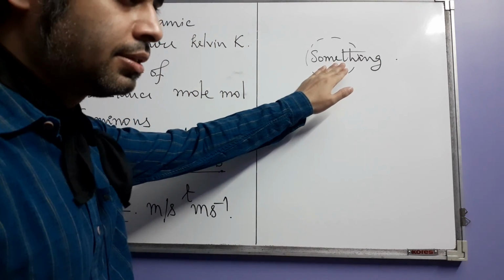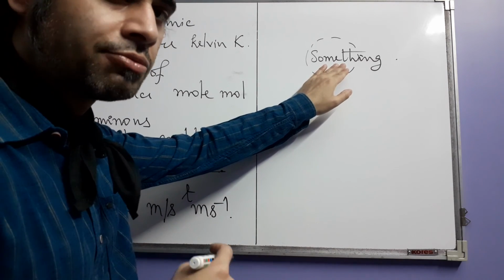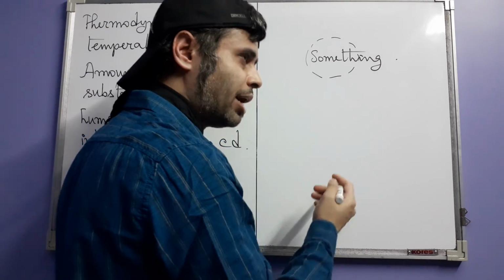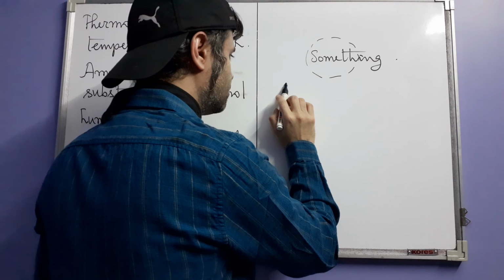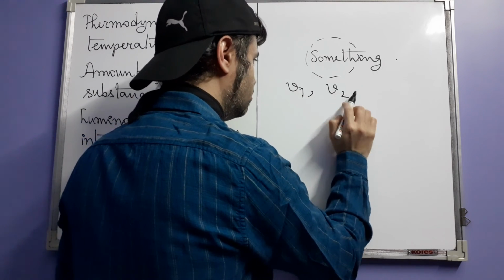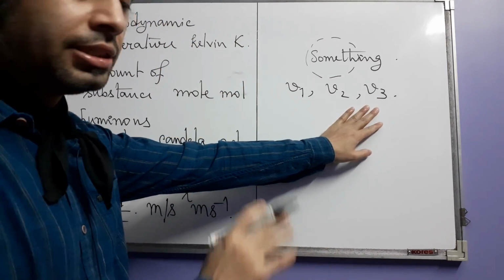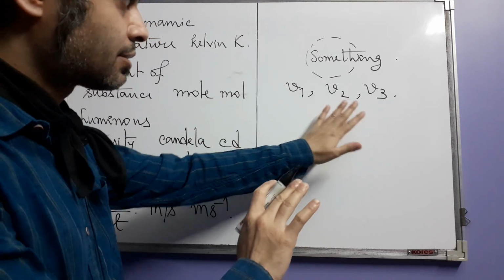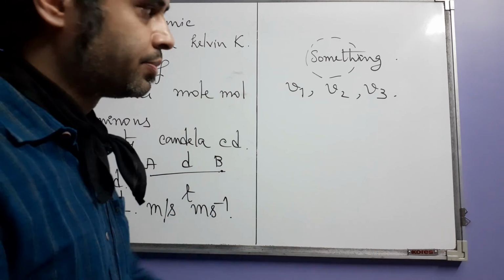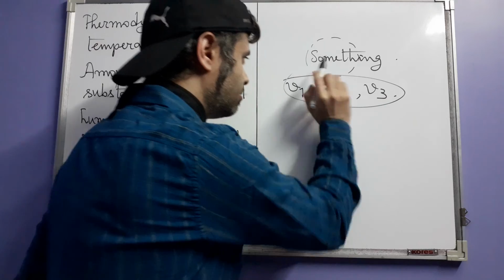With that something, there are associated some physical quantities which may be of interest to you, which are some variables, say V1, V2, V3. So you are interested in these three variables. These are not velocities, okay. These are just some physical quantities associated with that experiment, that something. And you want to know how they are related.